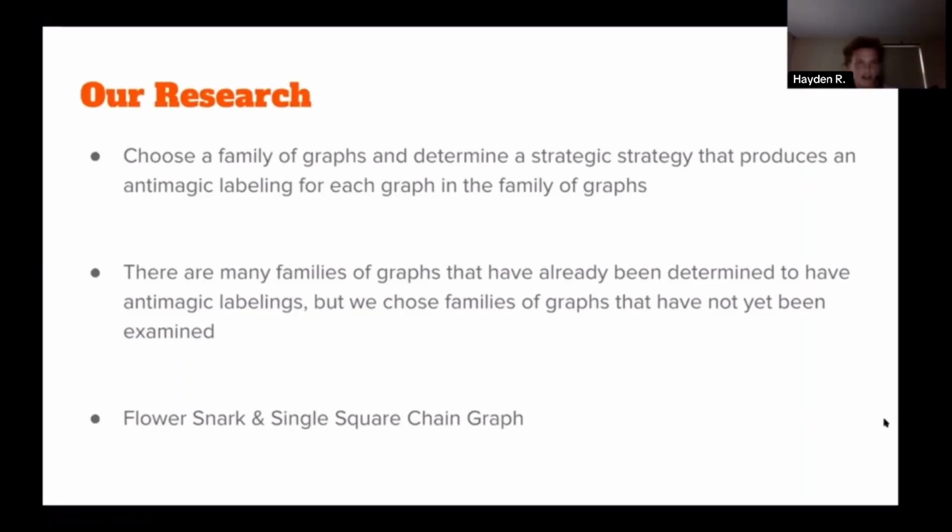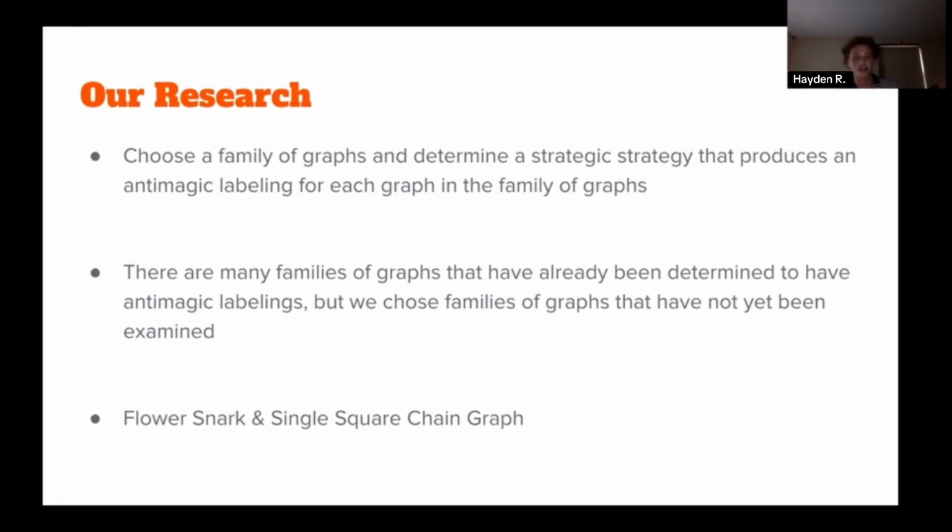Now, to get a little info on our research. We chose a family of graphs and determined a strategy that produces an anti-magic labeling for each graph in the family of graphs. So we each took a family of graphs and picked one strategy that could work for any graph in that family. There are many families of graphs that have already been determined to have anti-magic labelings, but we chose families of graphs that have not yet been examined.